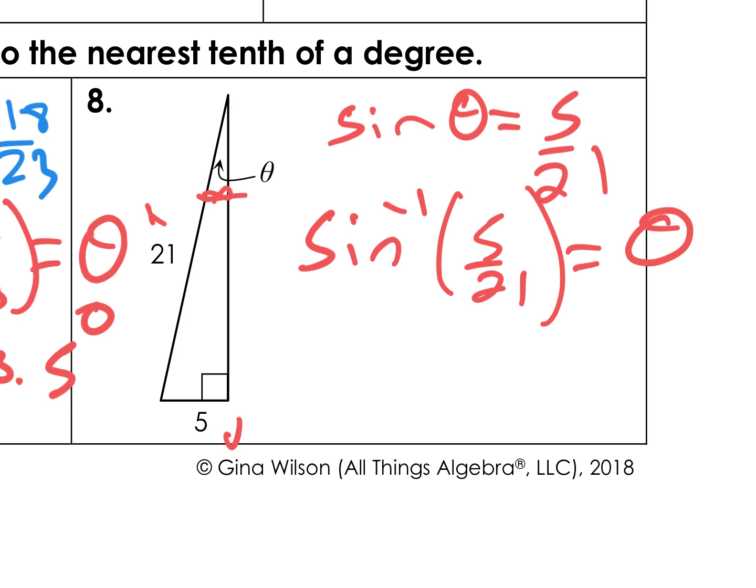Pick up your calculator, type in trig, inverse sine of that fraction, and press enter. 13.8 what? If you don't put degrees, the person's going to think you're in radians. And won't they be surprised?